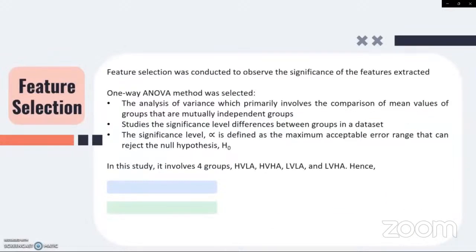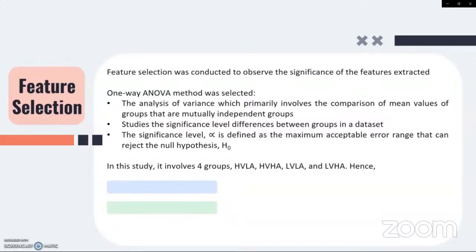Besides this, feature selection using the one-way ANOVA method was conducted to observe the significance of the features extracted. ANOVA is the analysis of variance, which primarily involves the comparison of mean values of groups that are mutually independent. It studies the significance level differences between groups in the dataset. Significance level is defined as the maximum acceptable error range that can reject the null hypothesis.